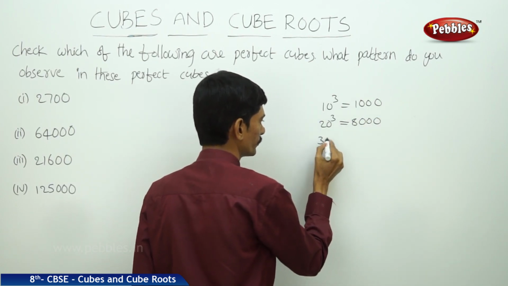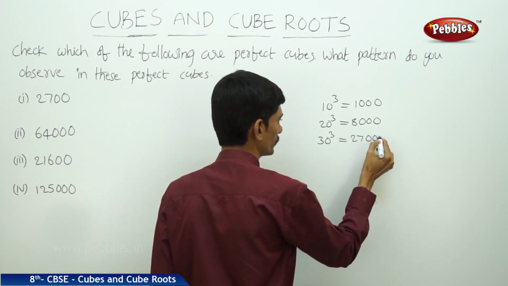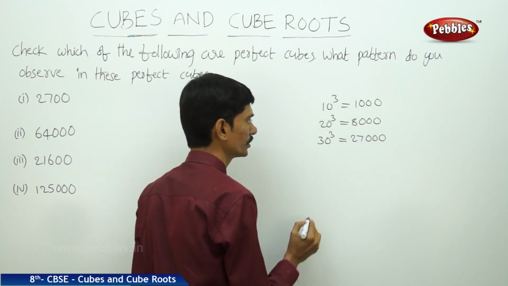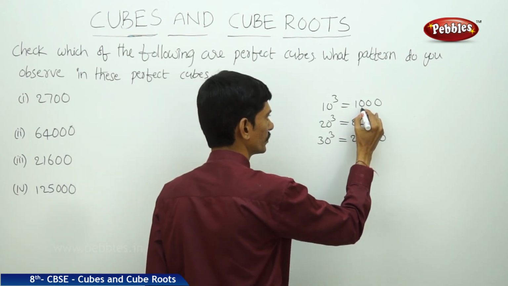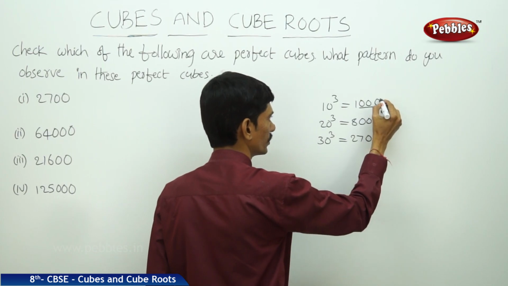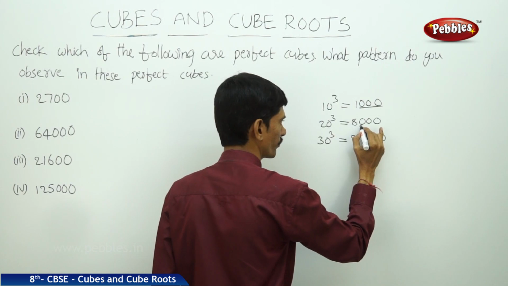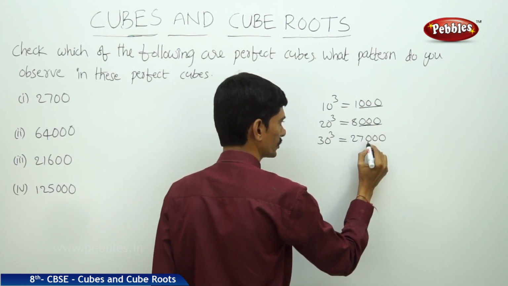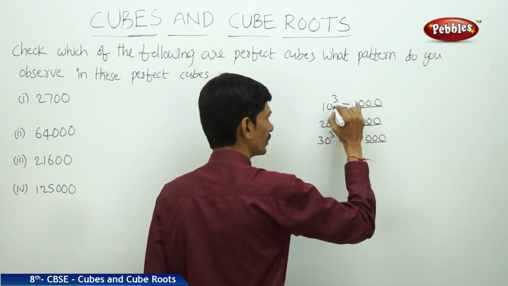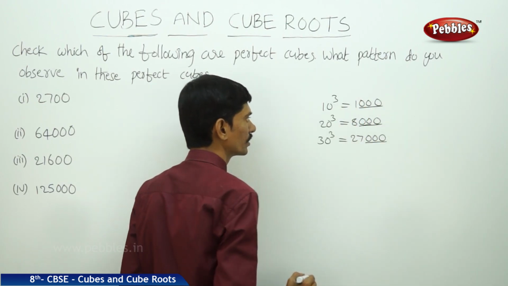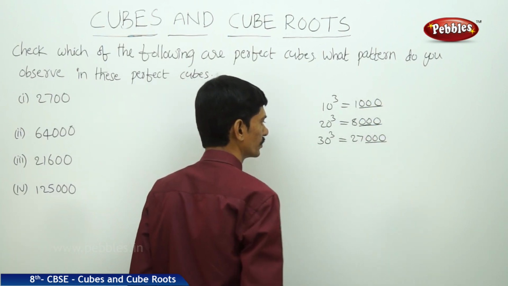and 30 cube is 27,000. 30 into 30 into 30 is 27,000. When you observe the units places, there are 3 zeros from right to left. So the last places are 3 zeros. Here also the last places are 3 zeros. So when the given number ends with 0, then its cube ends with 3 zeros.